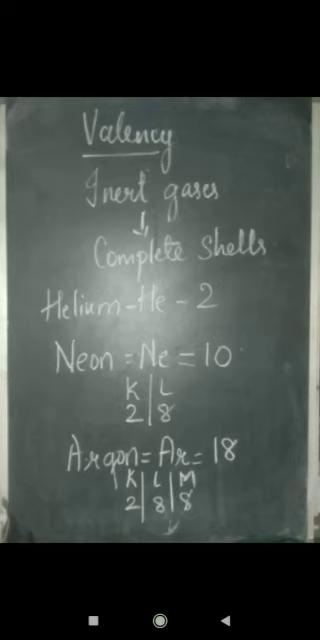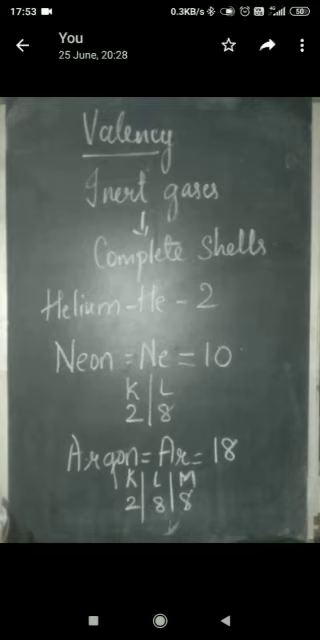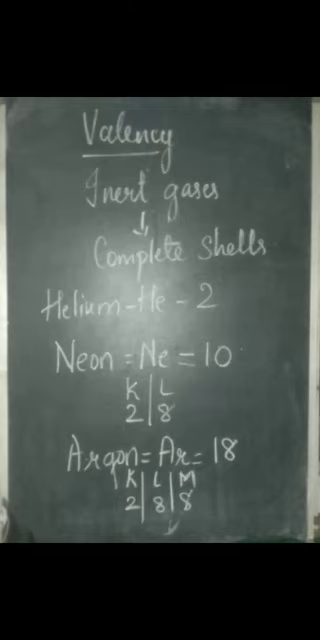That is the valency. Now inert gases are such elements which have complete shells. Their octet is complete. That means they have 8 electrons completed. So they are valence atoms. So they do not take part in any chemical reaction because they are stable. They are complete.